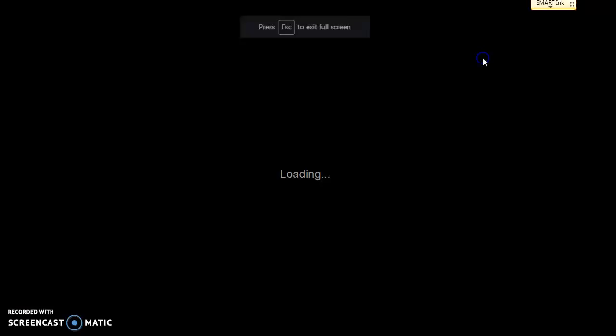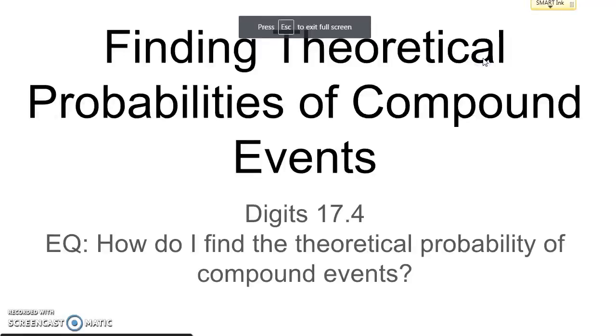Alright, today we're going to be learning about how to find the theoretical probability of compound events. So go ahead and set up your notes for today. The title is Finding Theoretical Probabilities of Compound Events. And our essential question for today: how do I find the theoretical probability of compound events? This is digit 17.4. It's our very last lesson in this probabilities unit.